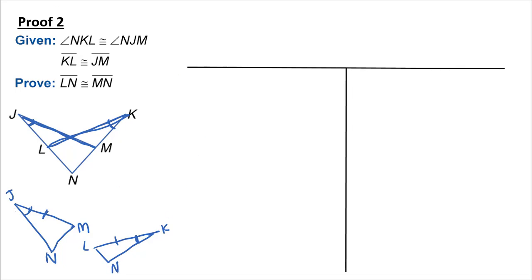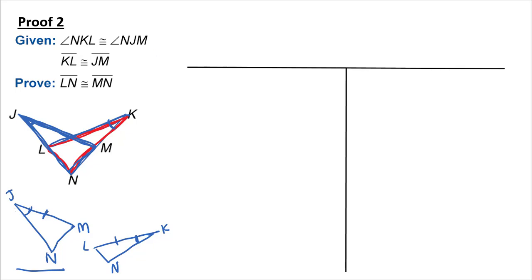Let me highlight these triangles. So I have J, M, N here. And then I have L, K, N. I have that triangle there. Those are what we call overlapping triangles. It might be a little bit challenging for you to see, but if you break them down into different triangles and draw them out separate, that might help you.